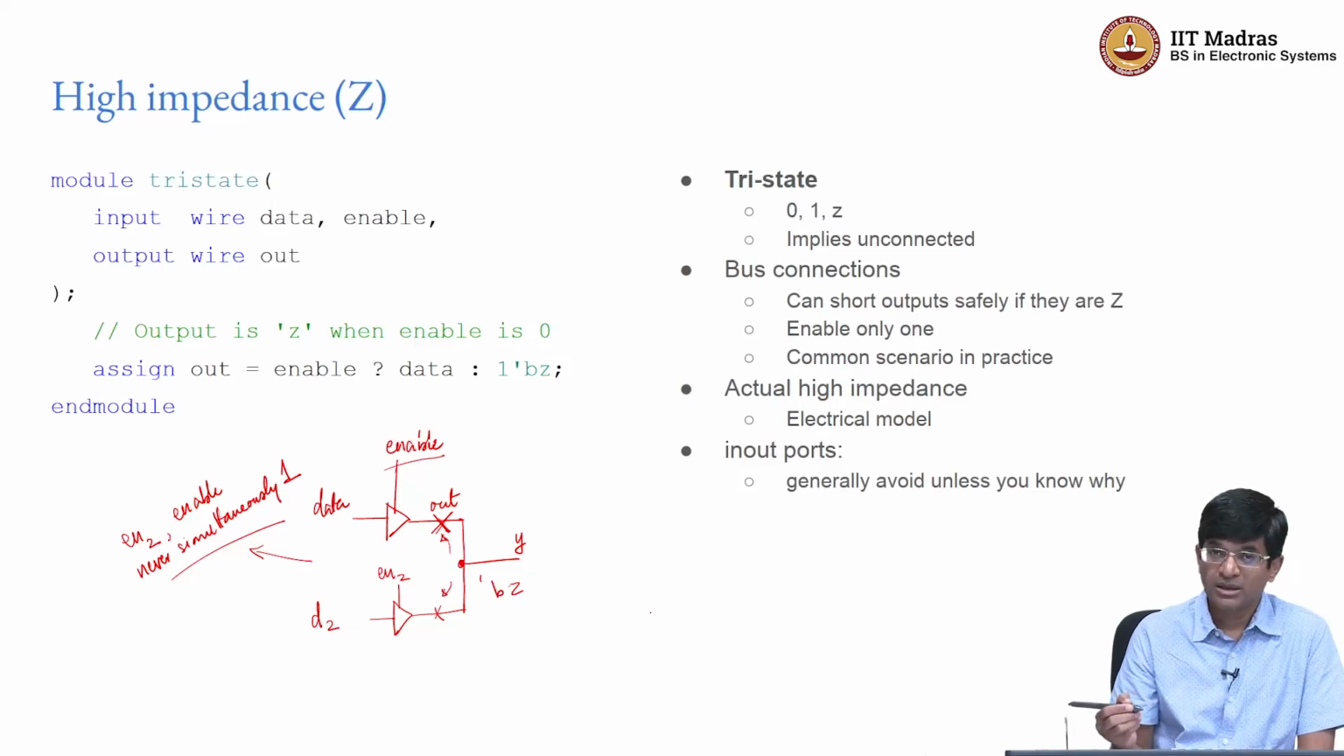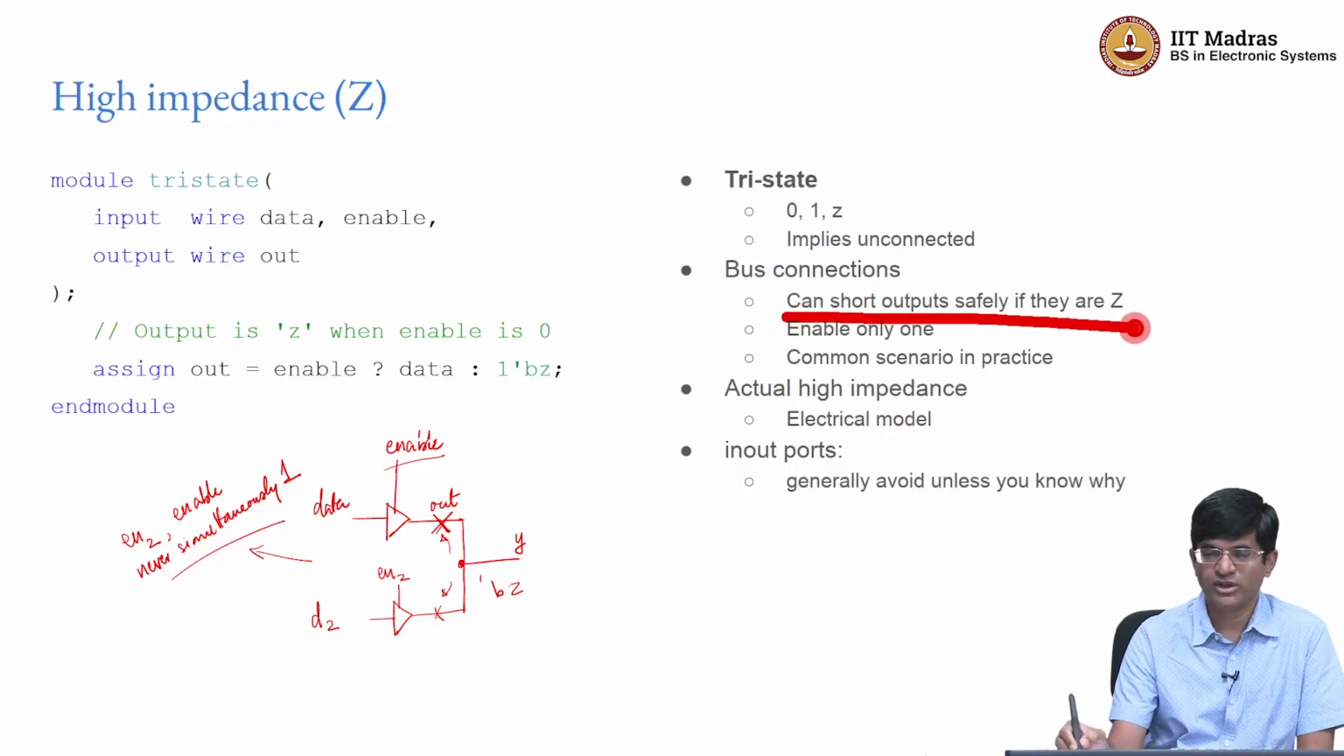Okay. This turns out to be a fairly common occurrence in practice. The whole idea of how buses are created in fairly large circuits is based around this idea that you can safely short outputs together if they are in the Z state. Of course, when you are actually constructing the circuitry, you are not just modeling it as some kind of Z state in Verilog, you actually have an explicit notion of switches and high impedance states. This is a way of modeling it.